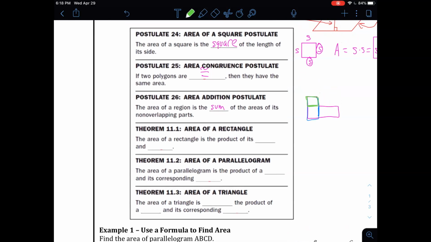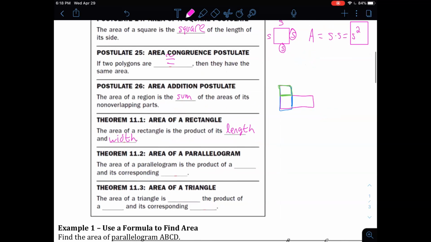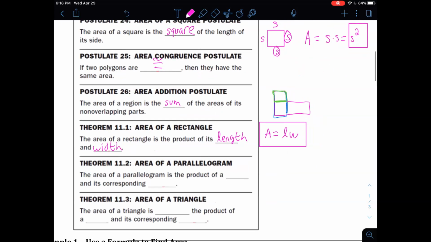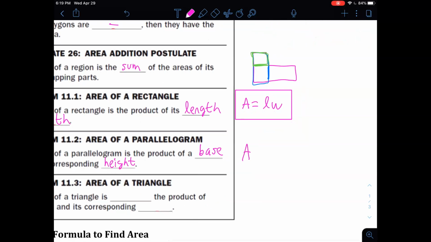We talked about earlier, the area of a rectangle is going to be what? Product of its length and width. So, area of a rectangle equals length times width. Okay. Area of a parallelogram is going to be the product of its base and its corresponding height. Of its what? Base and corresponding height. So area of a parallelogram is going to be base times height.